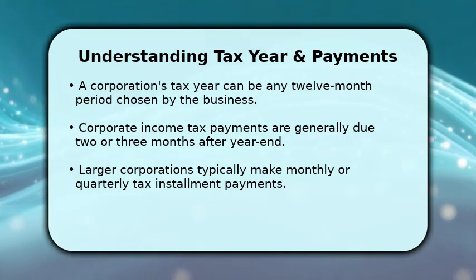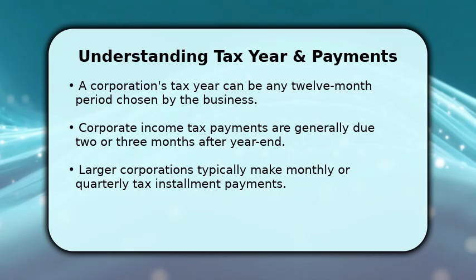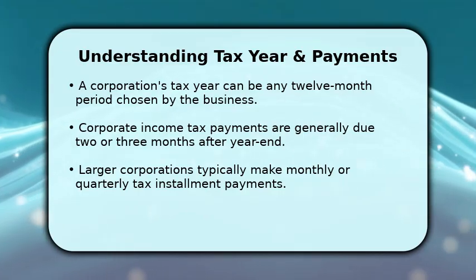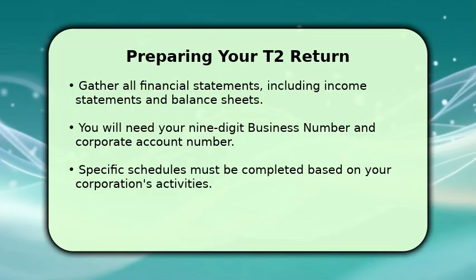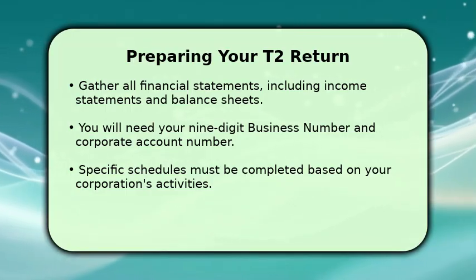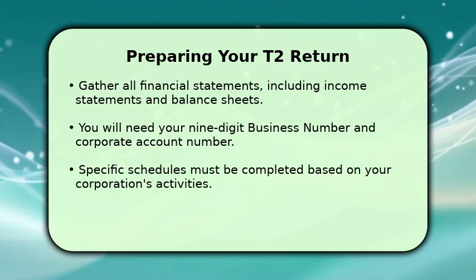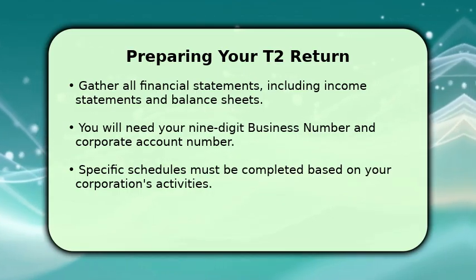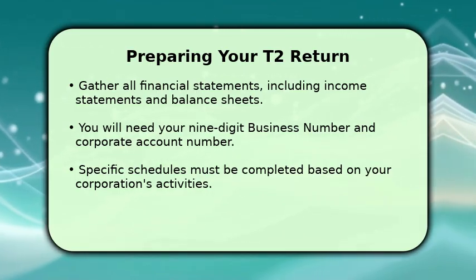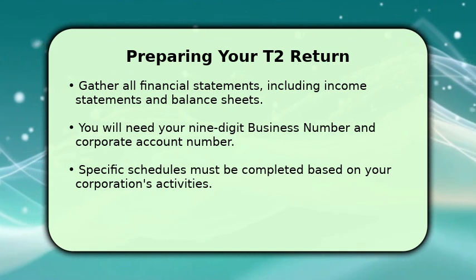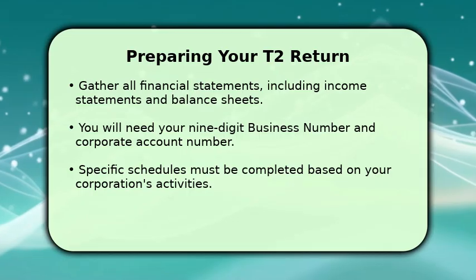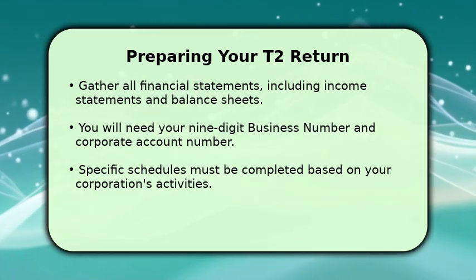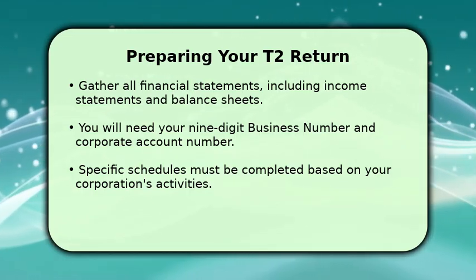For larger corporations, it's common to make regular installment payments throughout the year to avoid a large lump sum payment at the end. To prepare your T2 return accurately, you'll need to gather all essential financial documents. This includes comprehensive income statements, balance sheets, and any other relevant financial records for the entire tax year. Ensure you have your 9-digit business number and your corporate account number readily available.